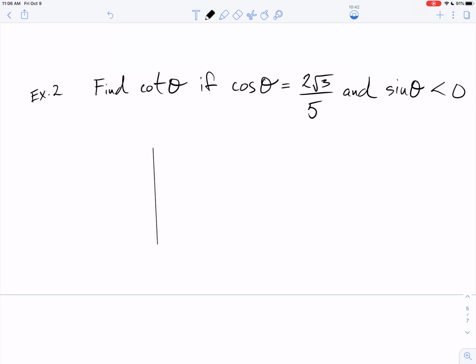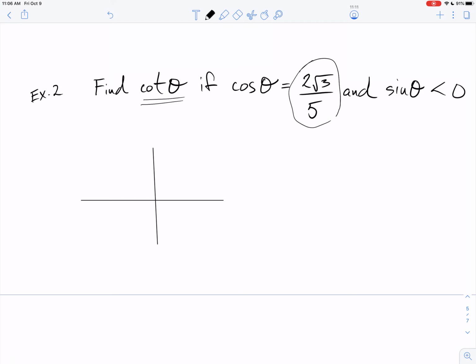I got nothing but answers for all your questions. But I got to tell you, they want me to find the cotangent for this one. But they're telling me the cosine is 2 rad 3 over 5, which happens to be a positive number. It is. That's a positive value. So that means this 2 rad 3 over 5 is either in quadrant 1 or quadrant 4.